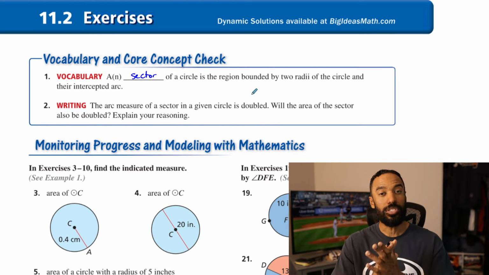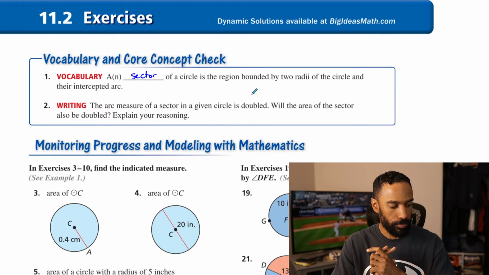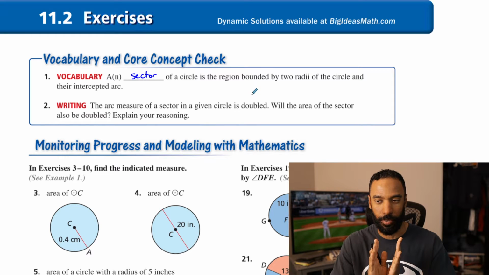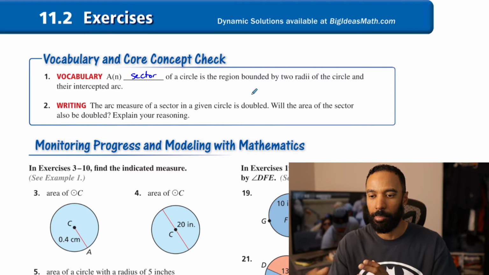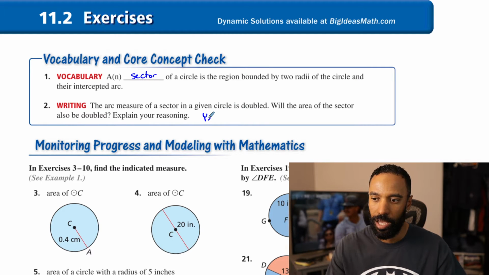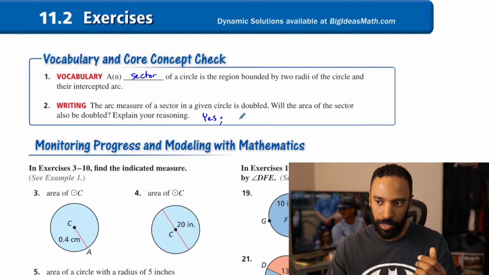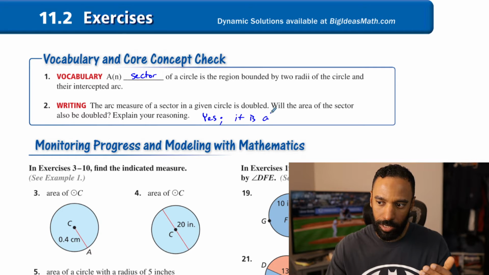Explain your reasoning. So this is interesting because, oh, well, actually, yes. I thought it was a different question. I thought it said the radius was doubled. The arc measure is doubled. Will this be doubled? Yes. It is all in proportion.